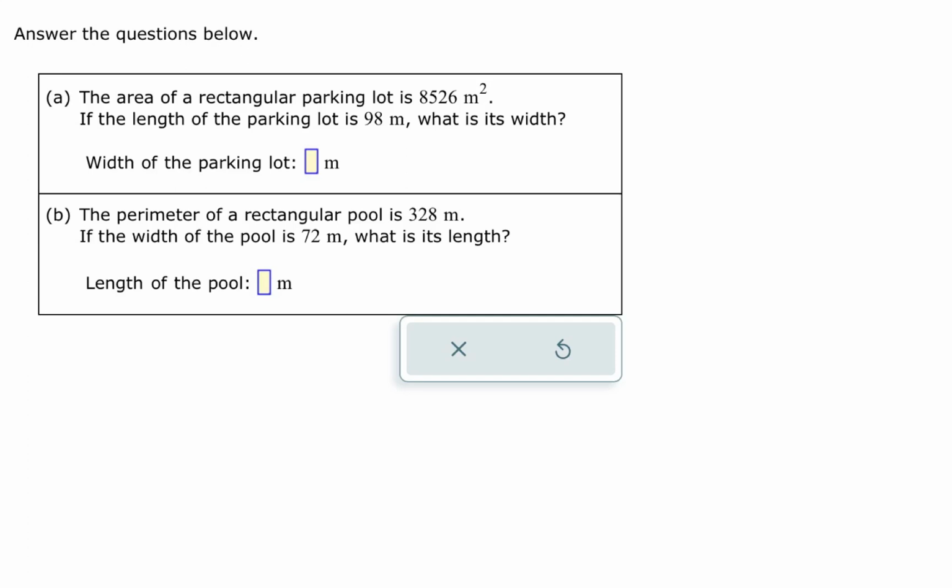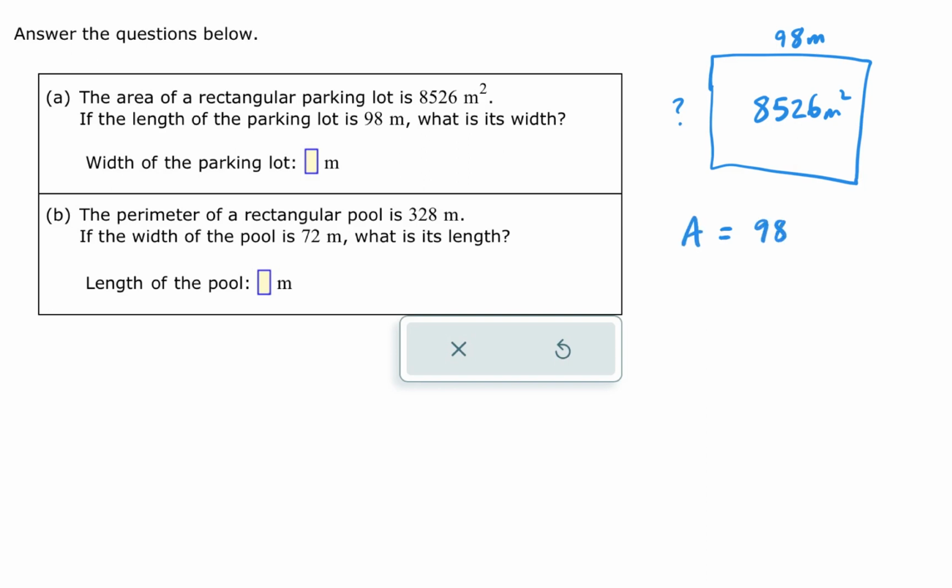This topic is finding side lengths of rectangles when you're given one dimension and the area or perimeter. Part A says if the area of a rectangular parking lot is 8,526 square meters, so let's put that in here. 8,526 square meters, that's the area. And the length of the parking lot is 98 meters. What's the other dimension? So area equals 98 times our blank.